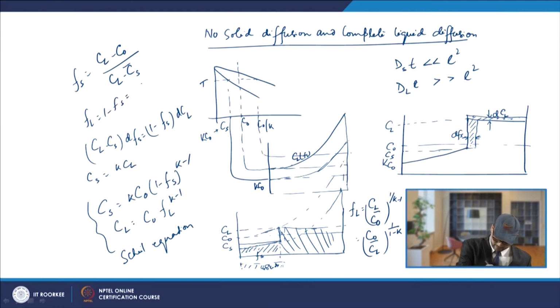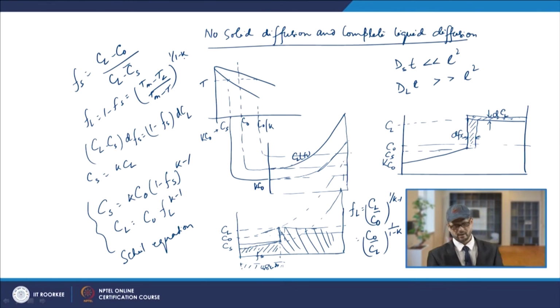So, you will have Tm minus TL divided by Tm minus T. That way also you are getting 1 by 1 minus K, because we are getting TL minus Tm by C naught equal to ml, because we know the slope of the liquidus line, which is assumed to be a straight line. So, in those cases you can find the different expressions for Fs, Fl, and all that.